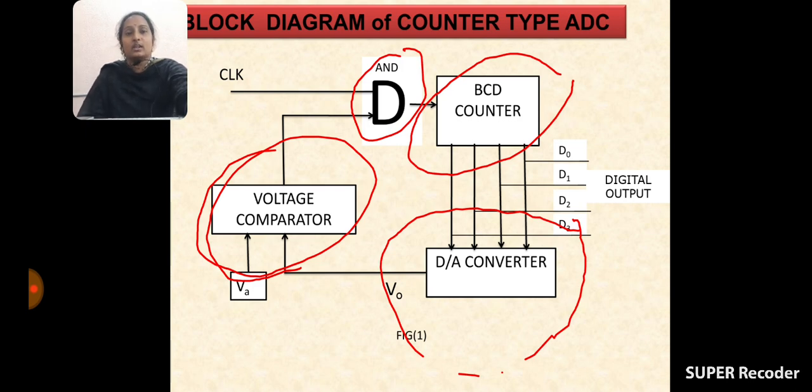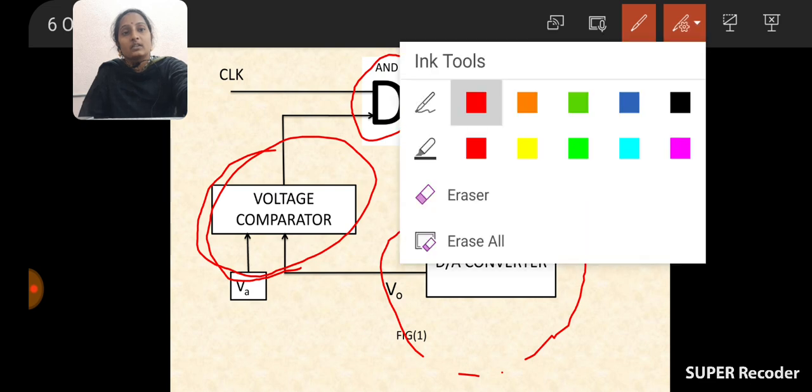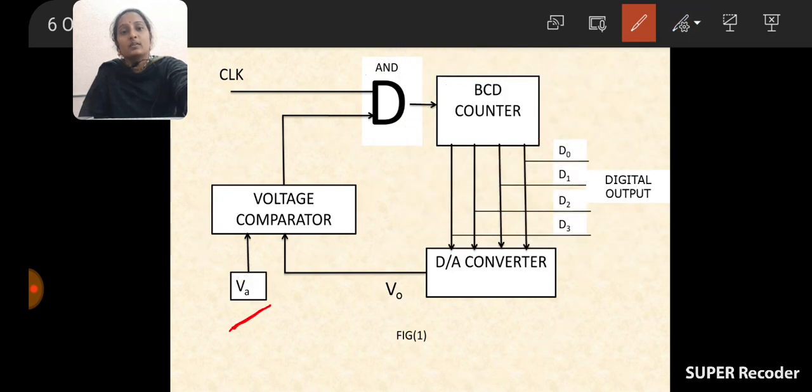BCD counter, D2A converter. And what is the function of the voltage comparator? Here it will compare the measured input voltage with the output of the D2A converter. And the AND gate will produce the clock pulses to the BCD counter.